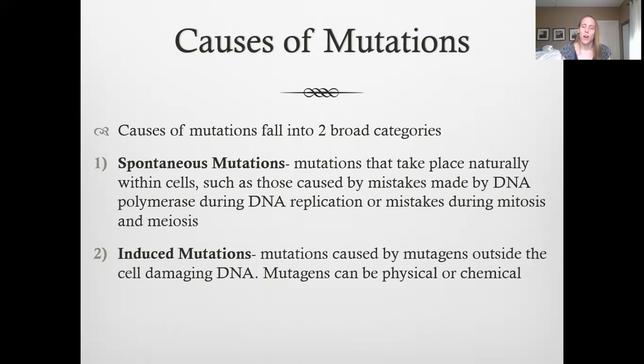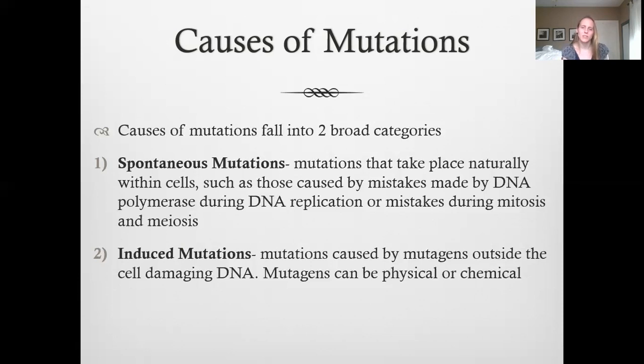As far as causes of mutations go, mutations can happen either spontaneously or can be induced. Spontaneous mutations are ones that take place naturally. They're caused by mistakes during DNA replication or mistakes during cell division. So that would be the stuff that DNA polymerase 3 and DNA polymerase 1 are supposed to catch during their proofreading, but don't always, or non-disjunction, that kind of stuff would all be spontaneous. And spontaneous mutations happen all the time.